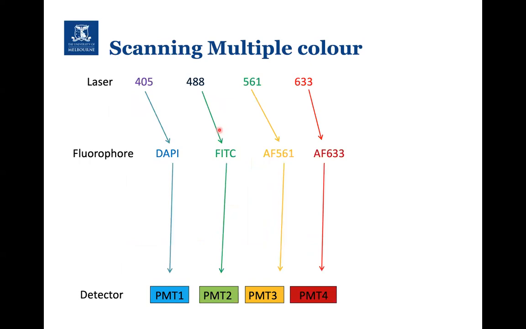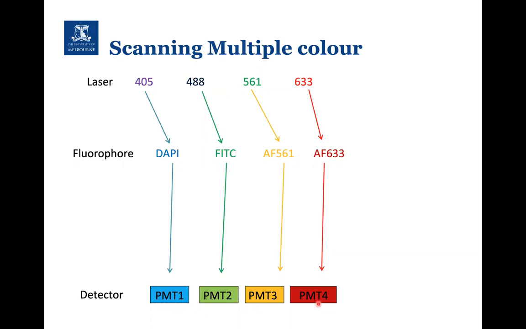Okay, so let's have a look at this experimental setup. So we've got a 4-channel experiment running here. Our sample has DAPI, FITC, AlexaFluor 561 and AlexaFluor 633. And we have lasers which are specific for each of those dyes available on the system, which is great. And we also have 4 detectors on this system, so 4 PMT, photomultiplier tube detectors.